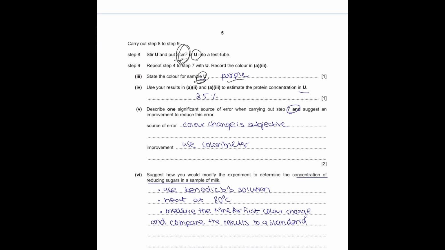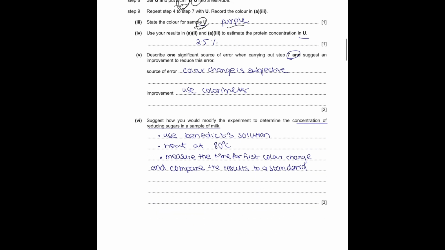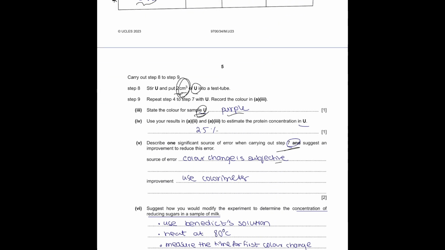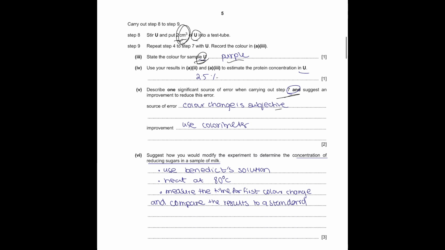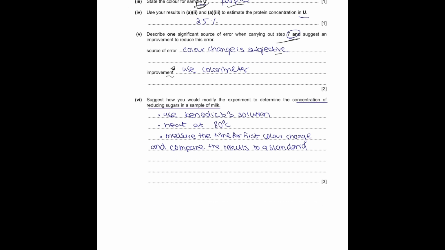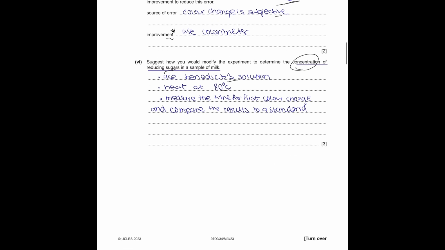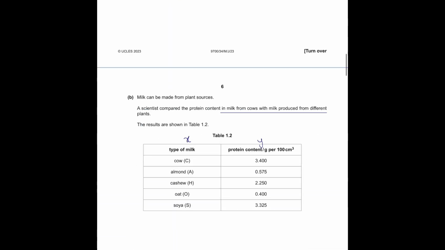Okay, and then it says describe one significant error in step 7. Step 7 is observe the color. So you're going to say color change is subjective, you can't judge the color change by eye, so the improvement is to use a colorimeter. Okay? And then it says suggest how you would modify the experiment to determine the concentration of reducing sugars in the sample of milk. So for reducing sugars, you're going to use Benedict's solution, and then you would heat it to 80 and measure the time for the first color change, or you can compare the results to a standard solution.